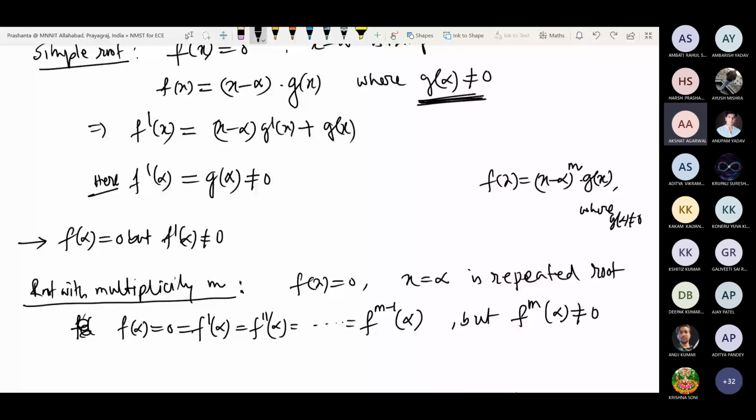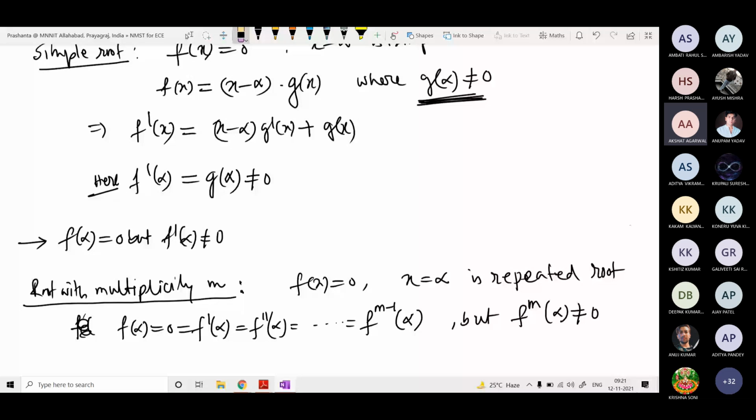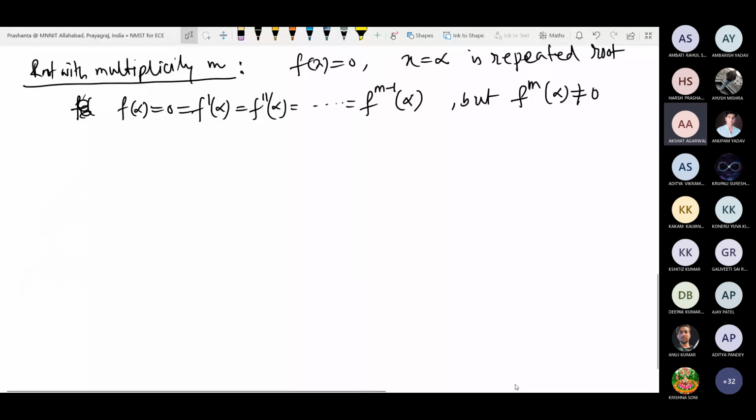We'll learn the method how to find a simple root and how to find a multiple root. The methods which we are going to study will be used to find both the simple and multiple roots. So the first method is the bisection method. We are going to describe it in detail now.